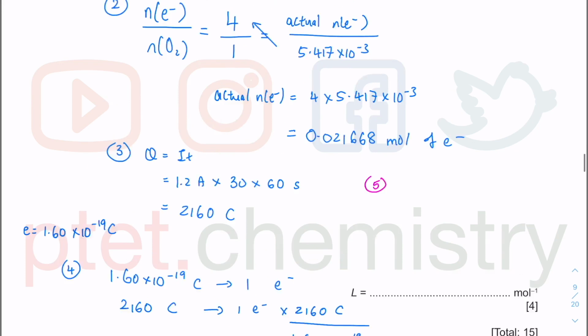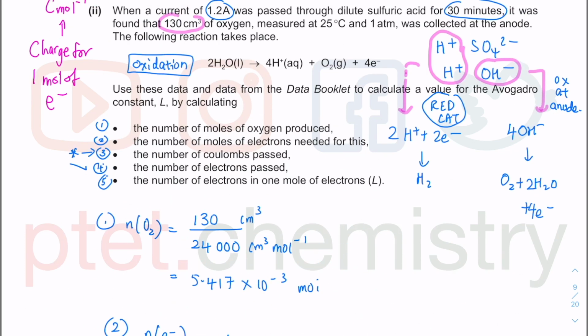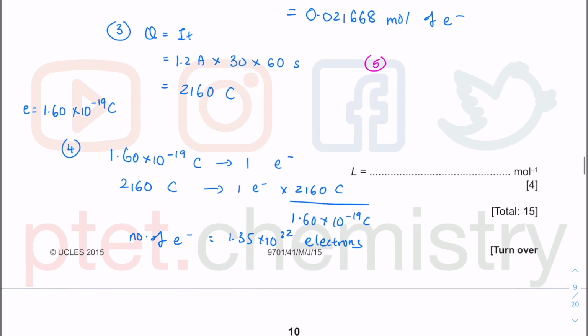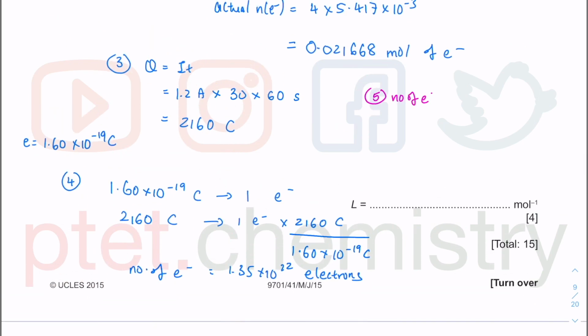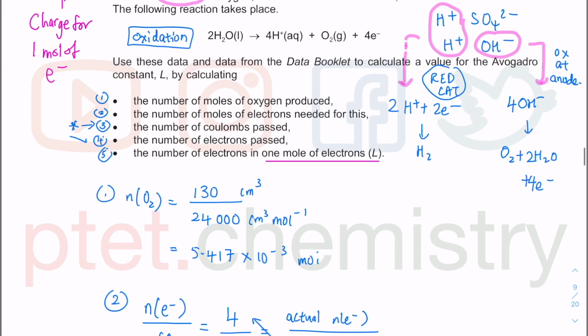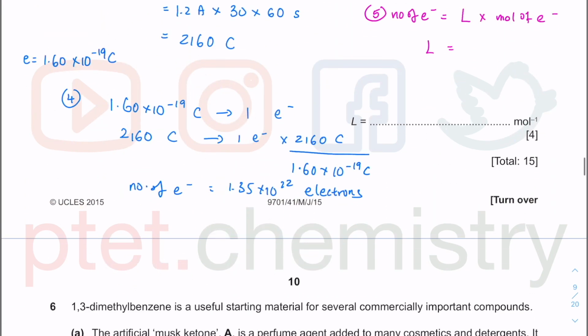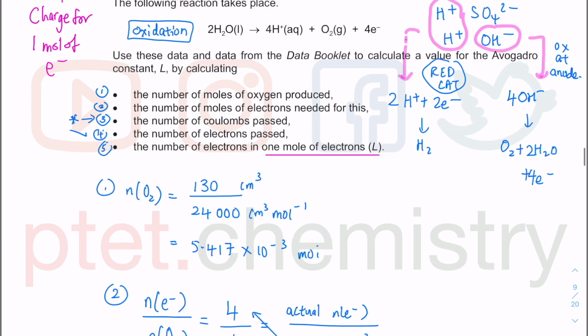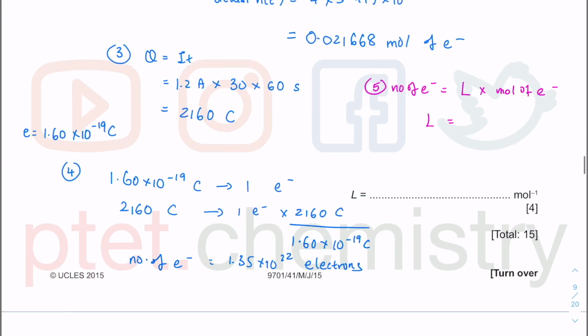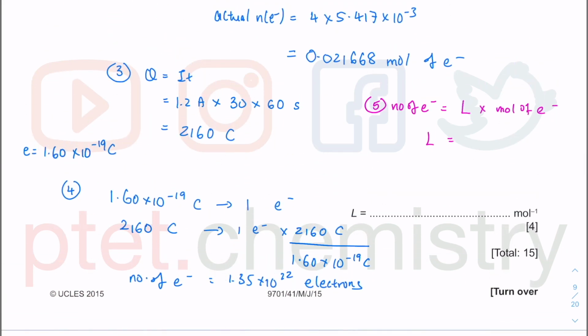What am I doing actually? We want the number of electrons passed, so we did. We want the number of electrons in 1 mole of electrons. So the number of electrons is equal to Avogadro's number multiplied by the mole of electrons. If we want the Avogadro's constant, now what do they want? They want the number of electrons passed. That one should be okay. The number of electrons in 1 mole is Avogadro constant. So that is the number of electrons divided by the mole of electrons.